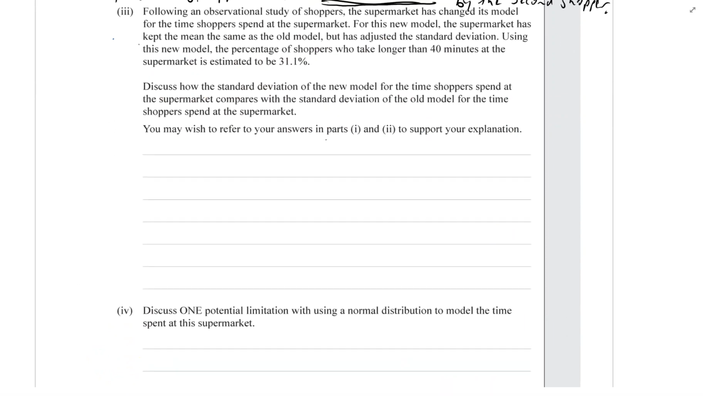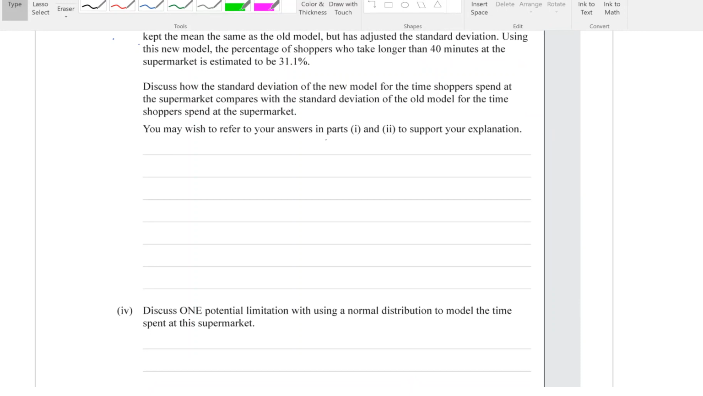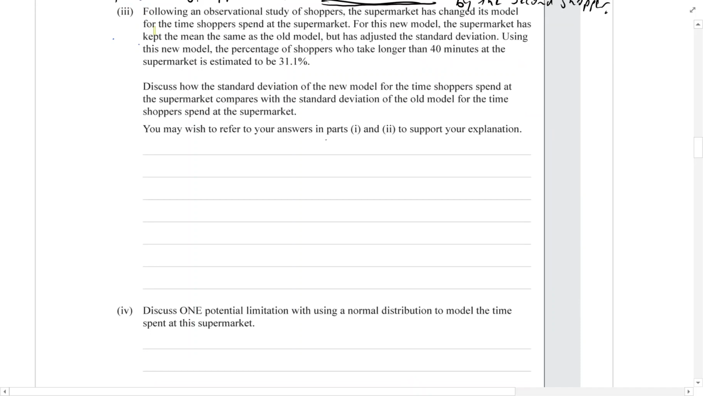Following an observational study of shoppers, the supermarket has changed its model for the time shoppers spend at the supermarket. For this new model, the supermarket has kept the same mean, same as the old model, but has adjusted the standard deviation. Using this new model, the percentage of shoppers who take longer than 40 minutes is estimated to be 31.1%. Discuss how the standard deviation of the new model for the time shoppers spend at the supermarket compares with the standard deviation of the old model for the time shoppers spend at the supermarket. You may wish to refer to your answers in parts 1 and 2 to support your explanation.